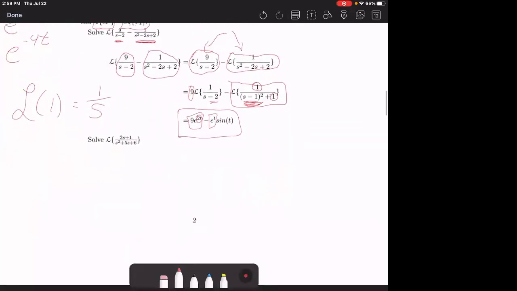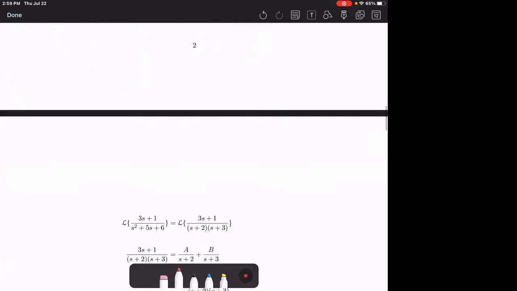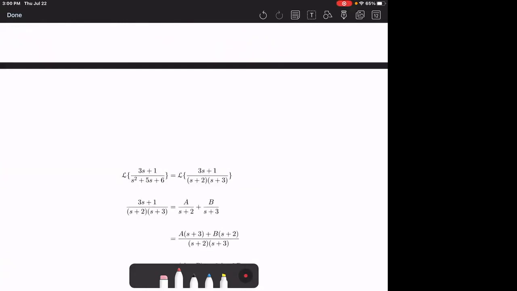Let's try another example. Solve the Laplacian of 3s plus 1 over s squared plus 5s plus 6. Well, we can factorize this denominator from s plus 2 times s plus 3. And then we're going to use partial fractions. So in case you're unfamiliar with partial fractions, it's a way to break up a large fraction here into a sum of smaller denominators.